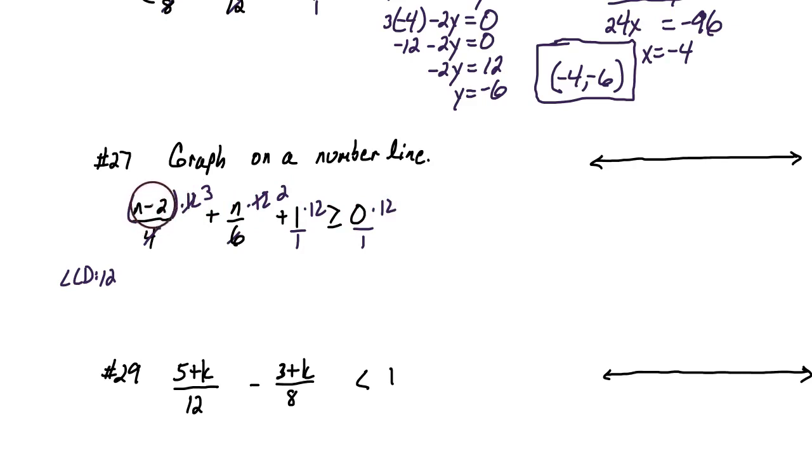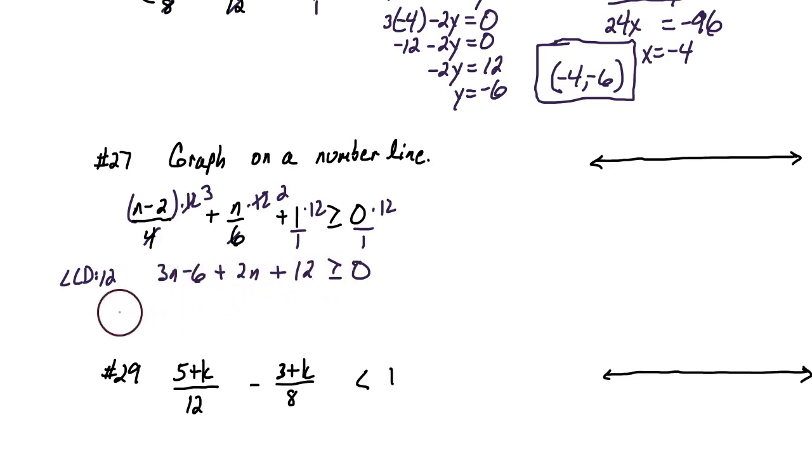3 times n minus 2, using the distributive property, is 3n minus 6. Then a plus sign. N times 2 is 2n. Then a plus sign. 1 times 12 is 12. Then the inequality symbol. 0 times 12 is still 0.